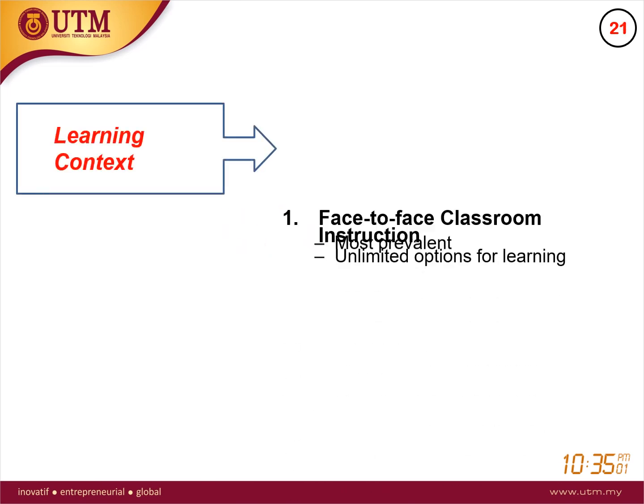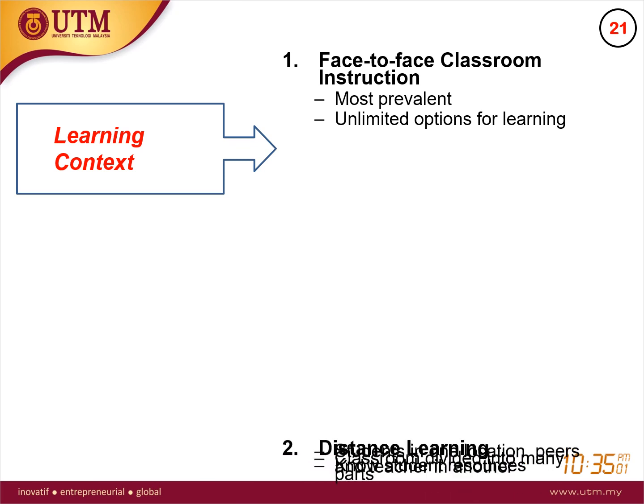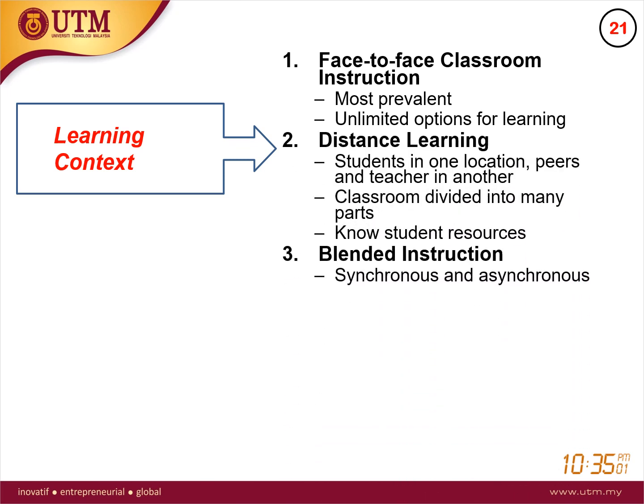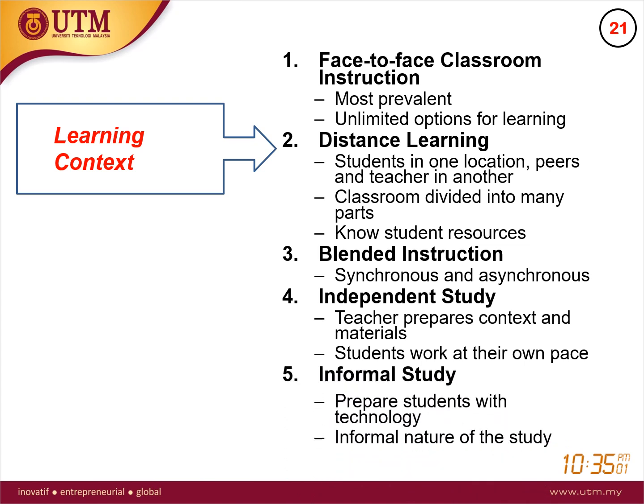And what do we need to know about learning context? We have a variety of learning contexts. For example, we have face-to-face, distance learning, blended learning or blended instruction, independent study, and then informal study. For the face-to-face classroom, we all know about it. It is the most prevalent learning context, with unlimited options for learning.